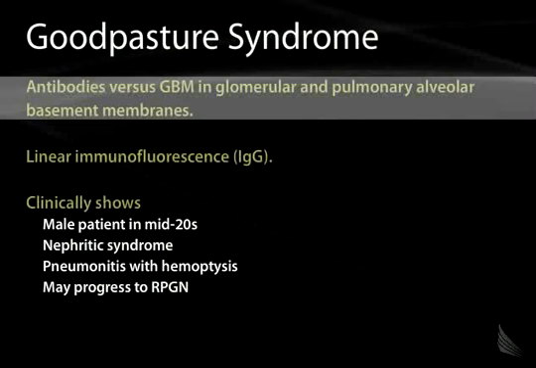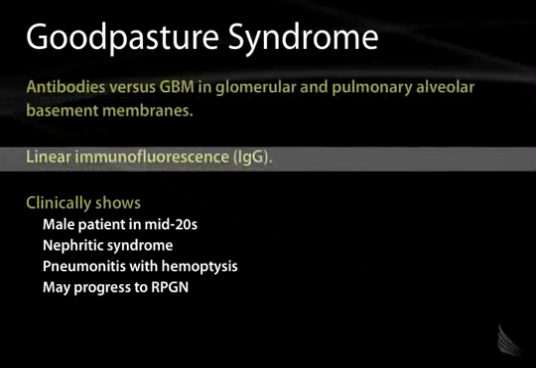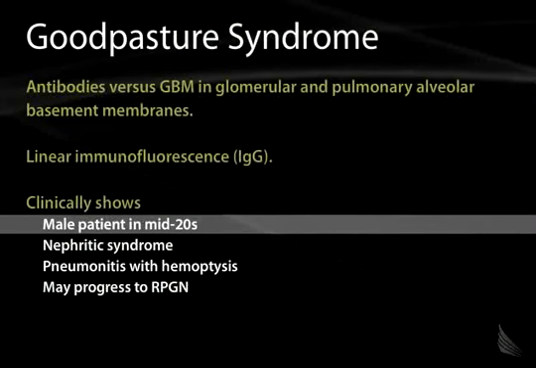Now, because of the deposition of these antibodies, what you'll see on immunofluorescence is a very linear type picture, as opposed to the lumpy, bumpy appearance that you see in antigen-antibody complex deposition diseases. The difference is that these are antibodies directly against the basement membrane, rather than complexes depositing in or near the glomerular basement membrane. Clinically, what you see in these patients is typically a male patient in his early 20s.